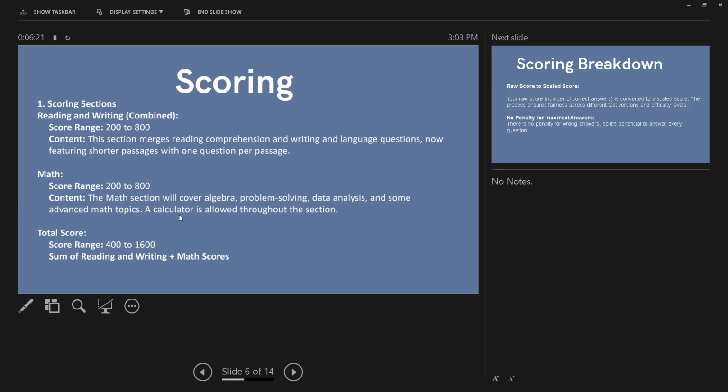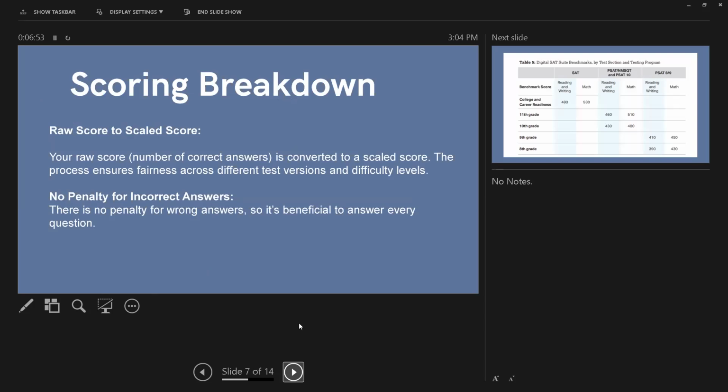The content, as I said earlier, will cover algebra, problem solving, data analysis, and some advanced math topics, and calculators are allowed throughout the section. The total score ranges between 400 to 1600. As you can see, 200 plus 200, and this is 800 plus 800. So the total score range is between 400 to 1600. Okay, that is the combination of both.